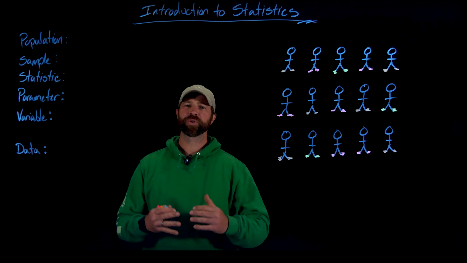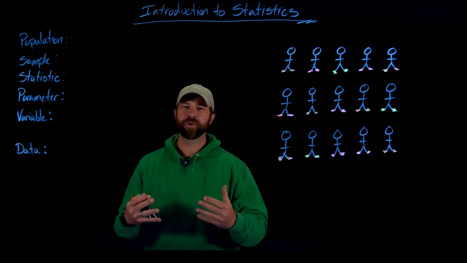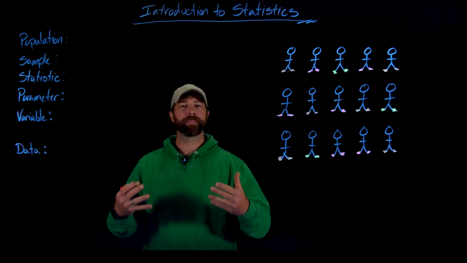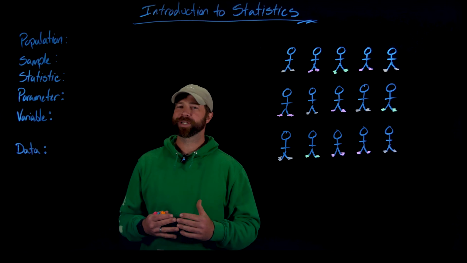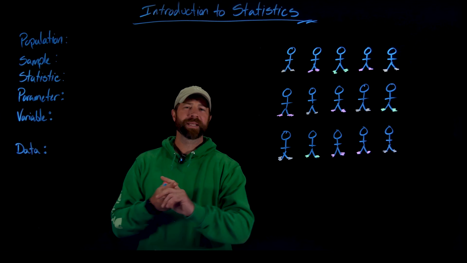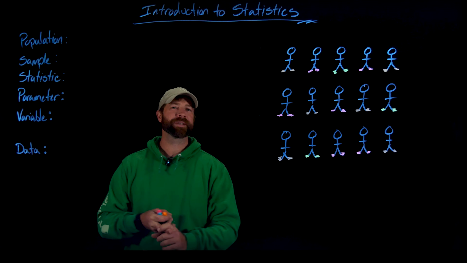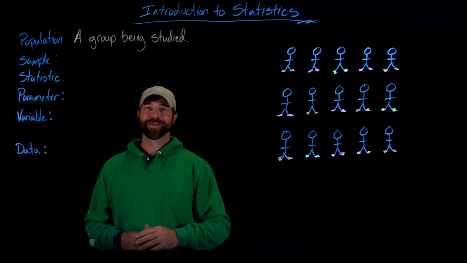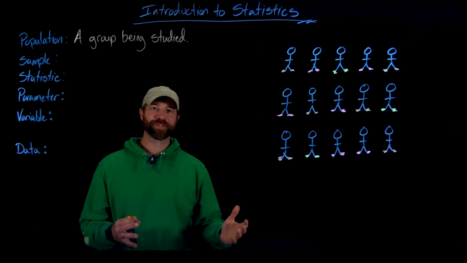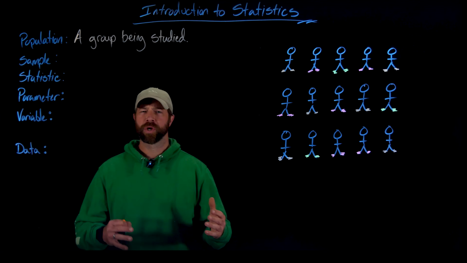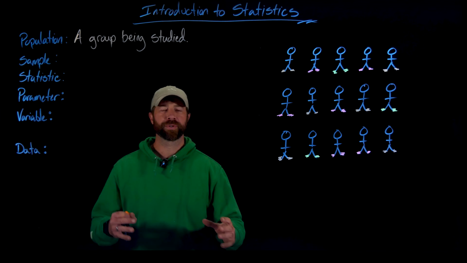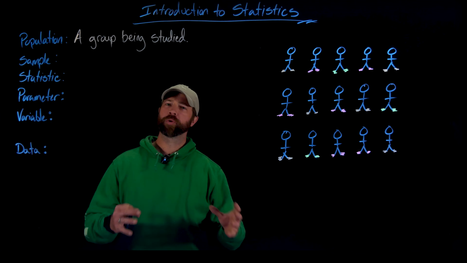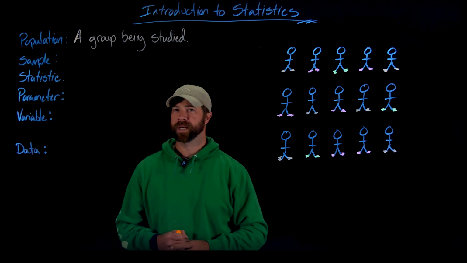Generally in statistics, we're doing the work of discovering or finding something out about a population. A population is a group being studied. These can be people, these can be things, or these can be objects. For instance, here I have my beautiful sample population of individuals who are wearing different types of shoes. So this entire group will be the population that we're going to study.